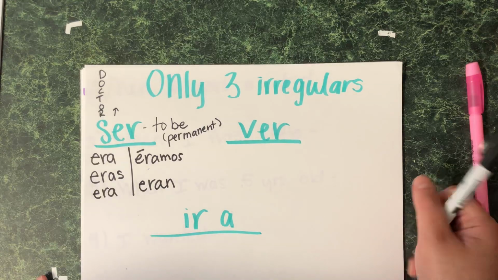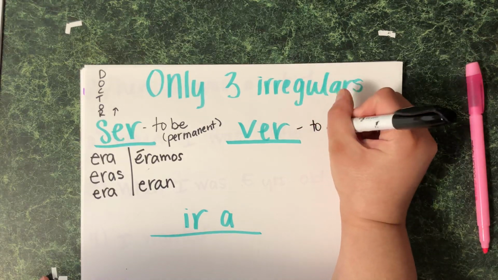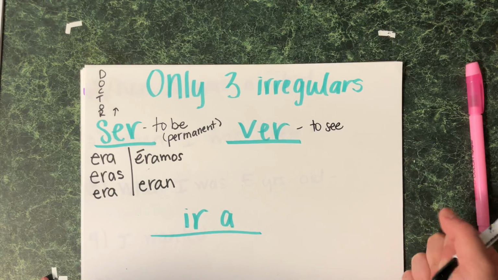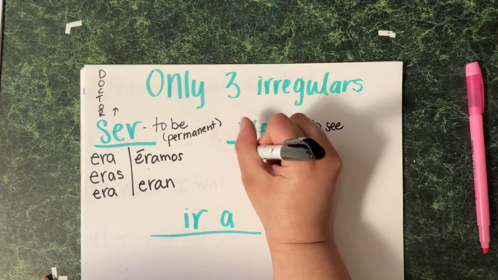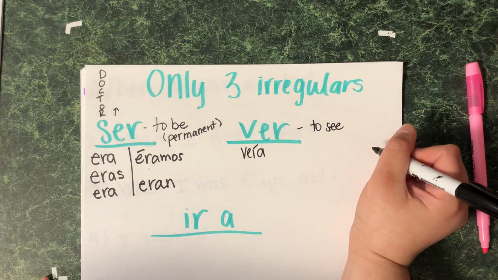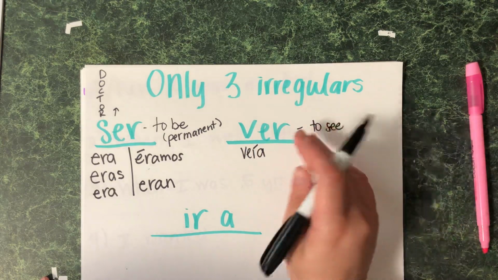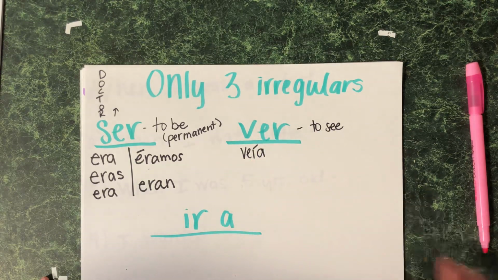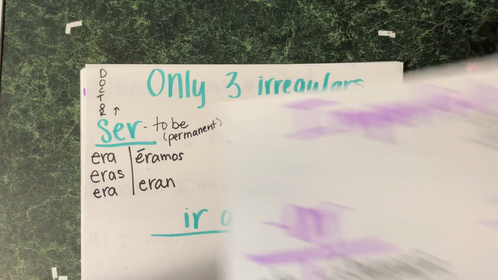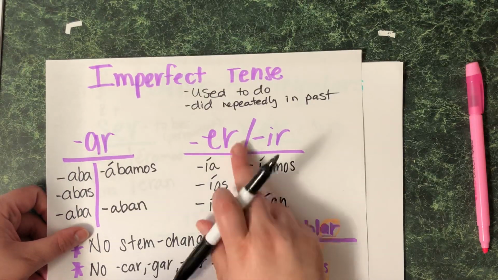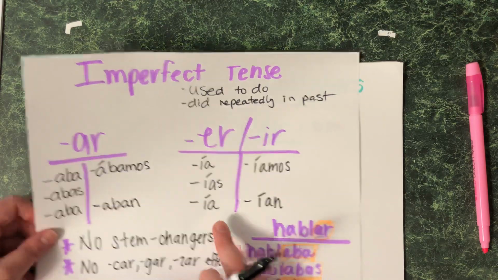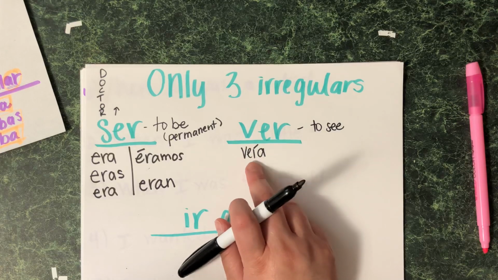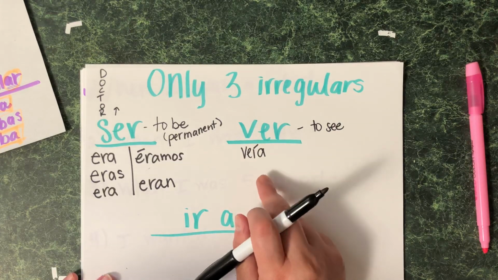Ver. Ver means to see, and it's irregular. To say I used to see, yo veía. Look at the spelling, it's irregular because if we take just the ER off, you just have a V, but look at the ending. If we take a look at the previous chart that we used, ER and IR, you have IA, IAS, IA. But look, here I kept that E. So watch out, this is why it's irregular. It doesn't follow the regular rules.